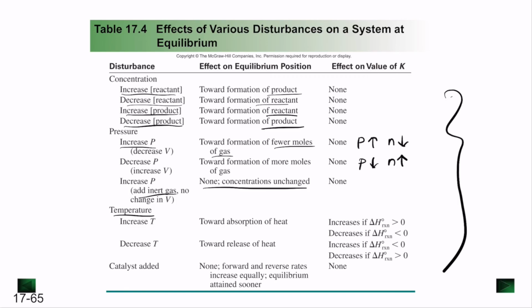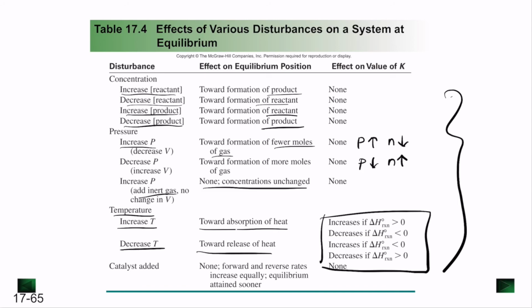Next, finally, temperature. Temperature is the only quantity that can have an effect on the value of K. Increasing the temperature goes towards absorption of heat. Decreasing the temperature goes towards release of heat. The K value increases under an endothermic reaction and decreases under an exothermic reaction when temperature increases. When you decrease temperature, K increases in an exothermic reaction and decreases in an endothermic reaction.